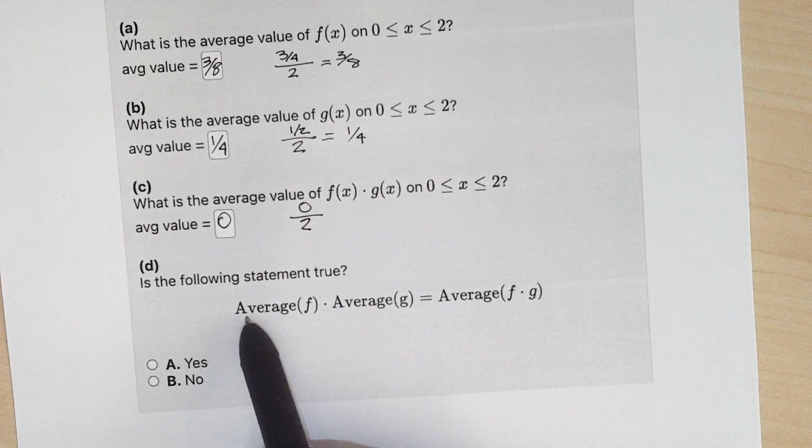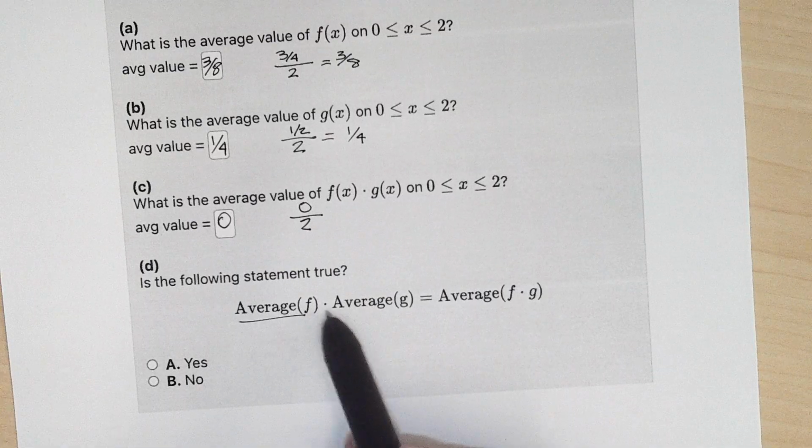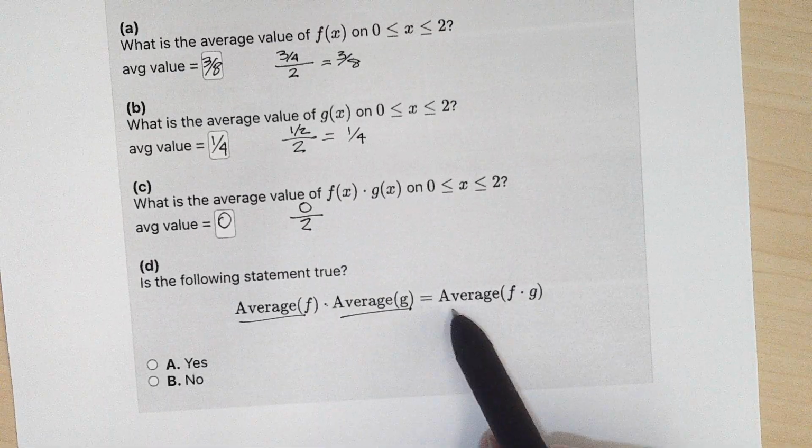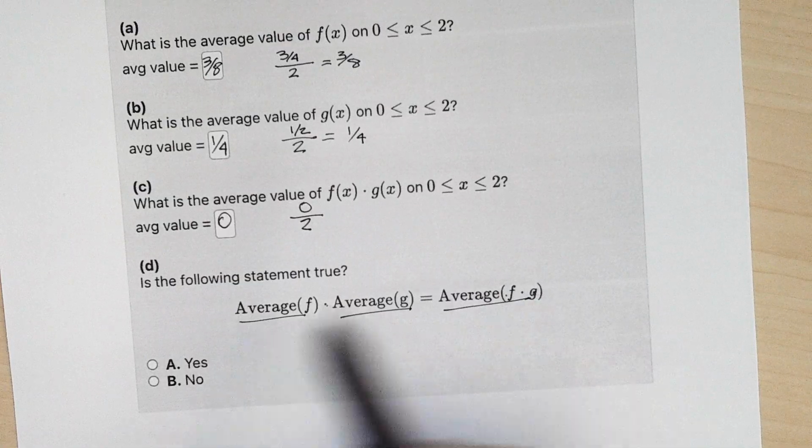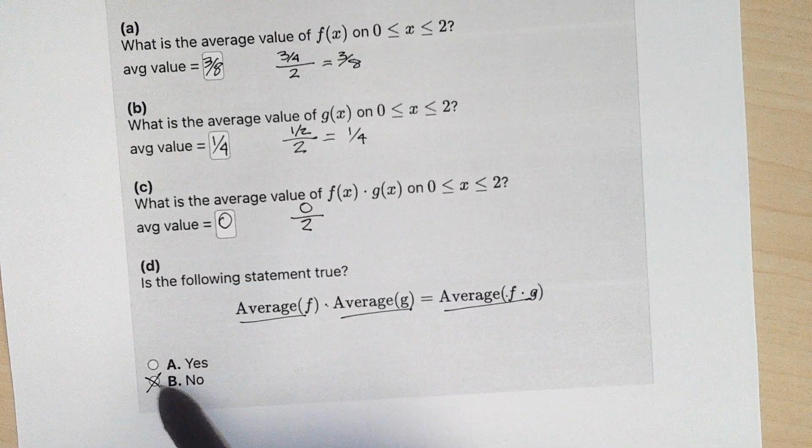So does the average value of one function times the average value of the other function equal the average value of the two functions multiplied? And the answer is no.